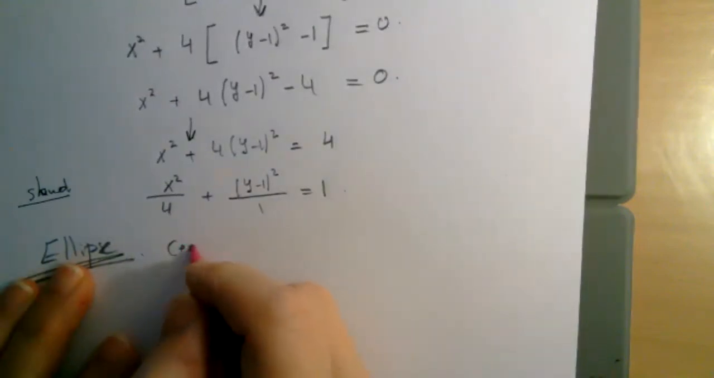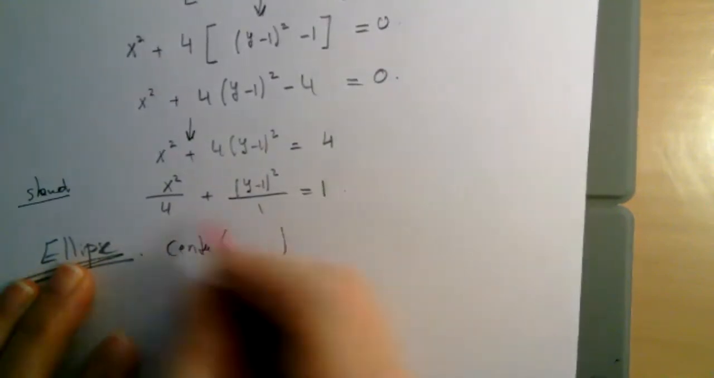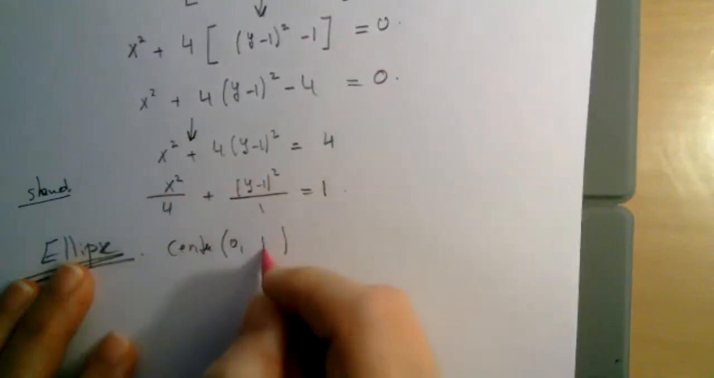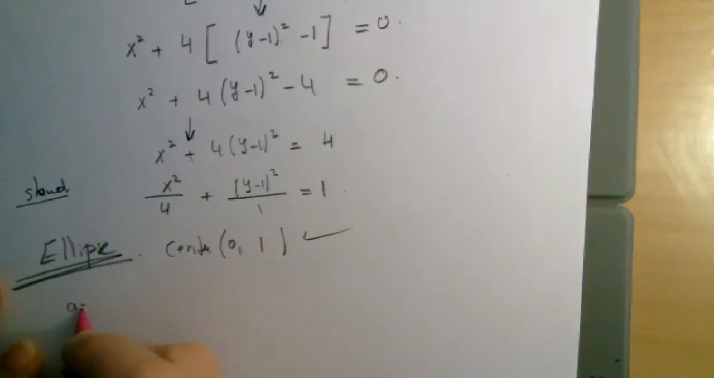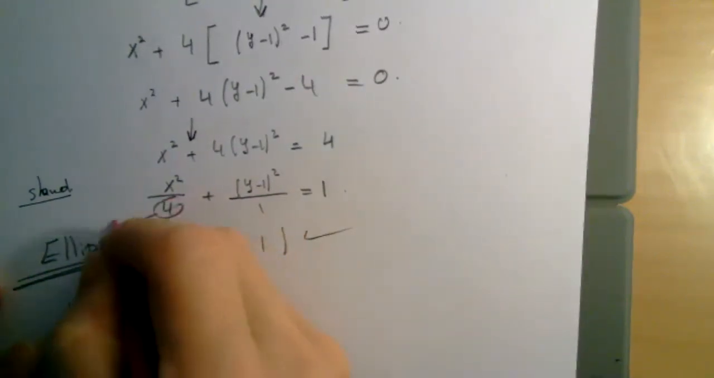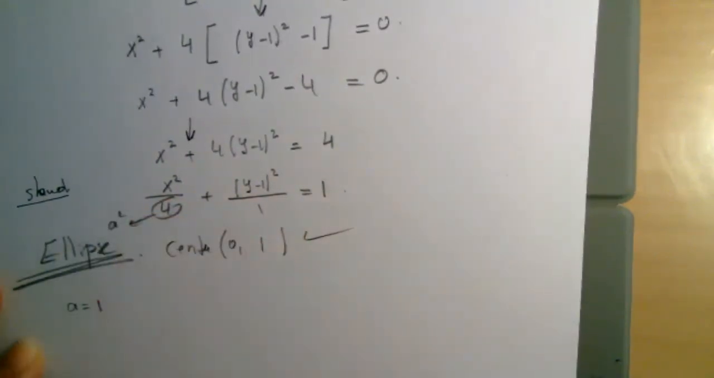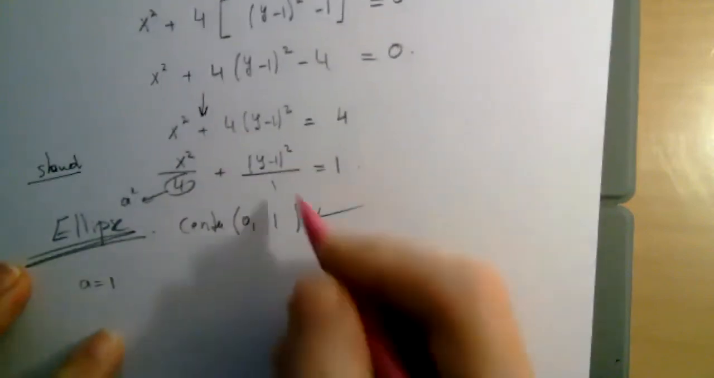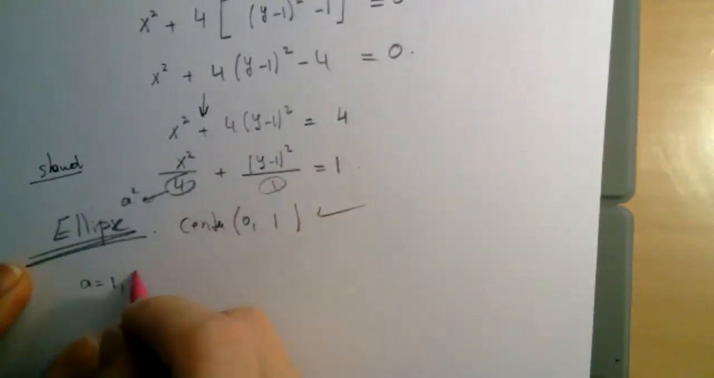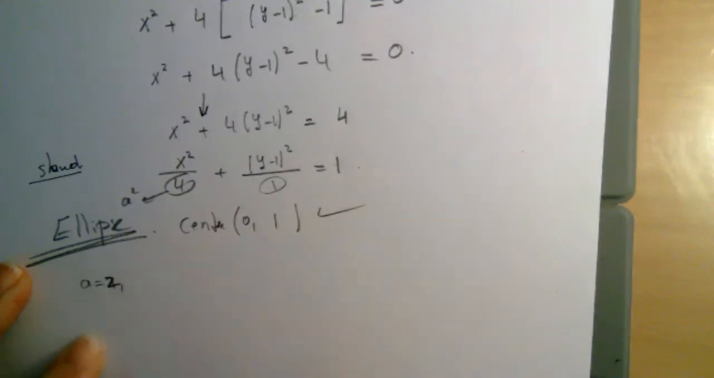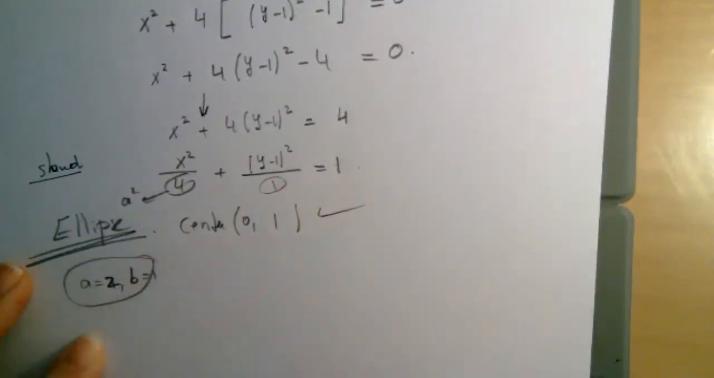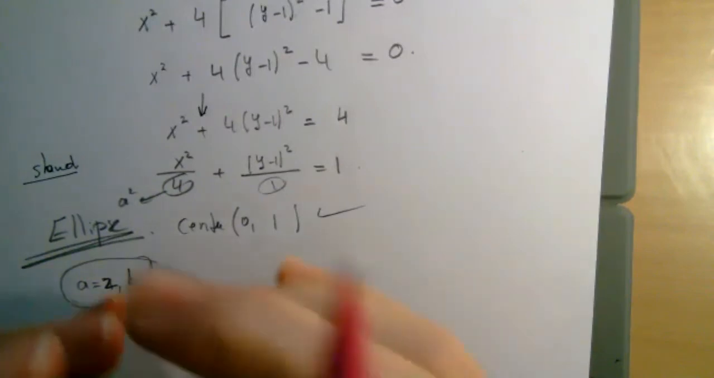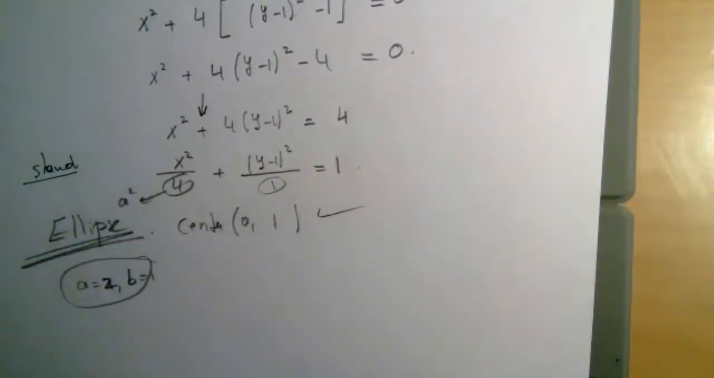So first, the center is 0 here, and it's a 1. That's my center. In this problem, this is the a squared, which means my a is 2. And this is the b squared, which means my b is equal to 1. So a bigger than b means it's going to be elongated horizontally.